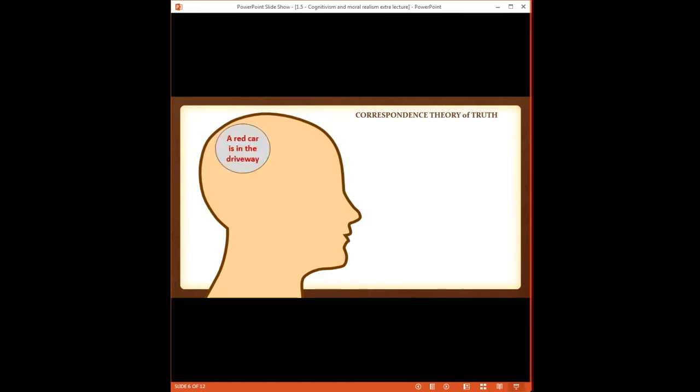Anyway, here's a proposition: a red car is in the driveway. I'm illustrating it this way just to help us understand. Notice that this proposition is in this person's head, in their mind or their brain, whatever you want to say. And out in the driveway, outside of this person's head, out in reality, is a red car. There's a one-to-one correspondence. In other words, the belief that this guy has corresponds to the way that the world is outside of himself. So that proposition is going to be true.